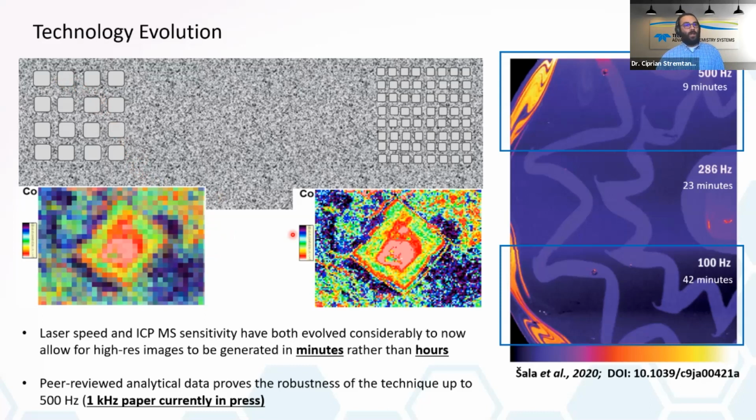Now, together with our collaborators at the National Institute of Chemistry of Slovenia, in Ljubljana, we looked at running really fast imaging experiments using a new generation of 500 Hz laser, and really to see what the analytical benefits of using those lasers are. And that's what we're showing here on the right-hand side.